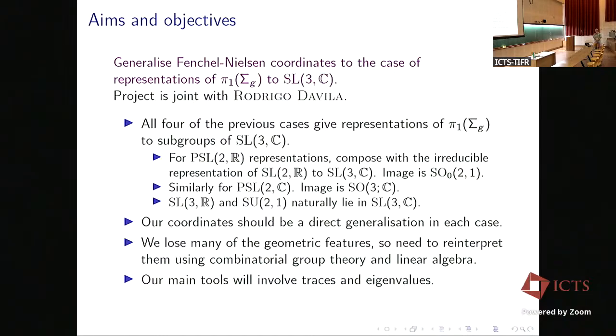And then you can go into more general things. But we're going to be thinking about 3x3 matrices most of the time.